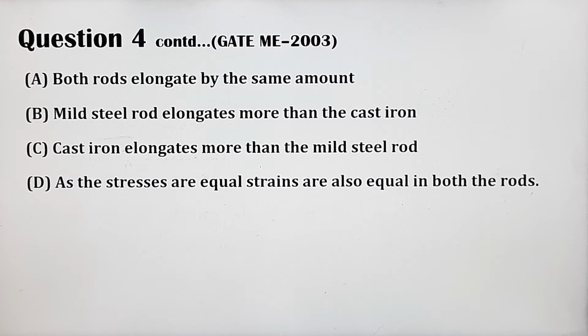Option A, both rods elongate by the same amount. Option B, mild steel rod elongates more than the cast iron. Option C, cast iron elongates more than the mild steel rod. Option D, as the stresses are equal, strains are also equal in both the rods.